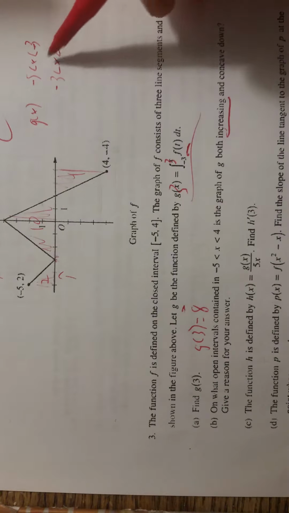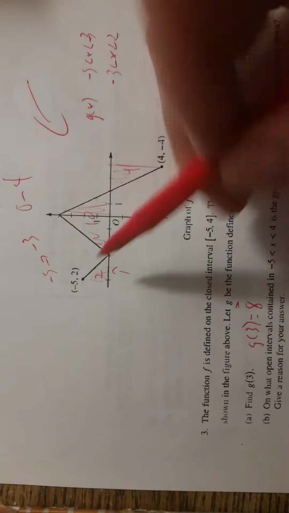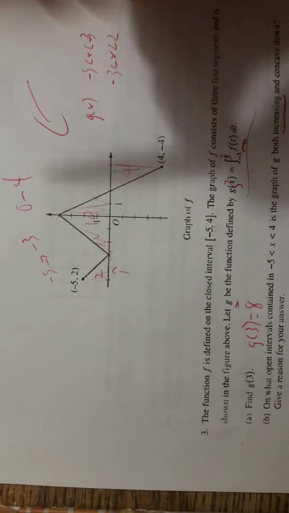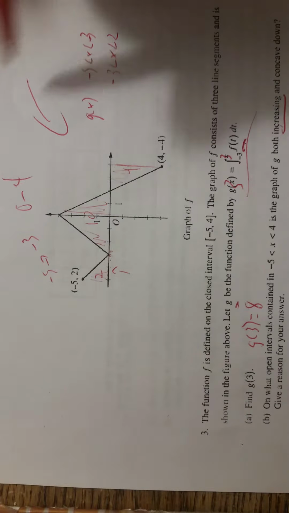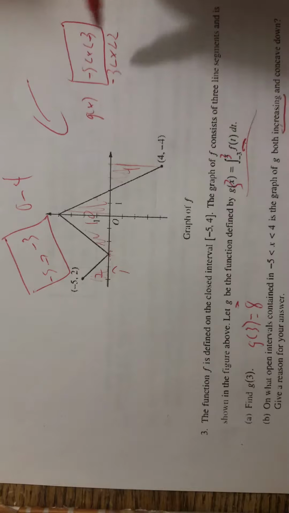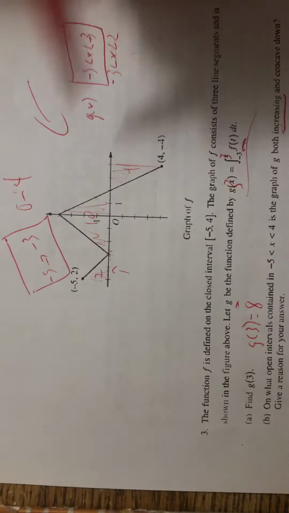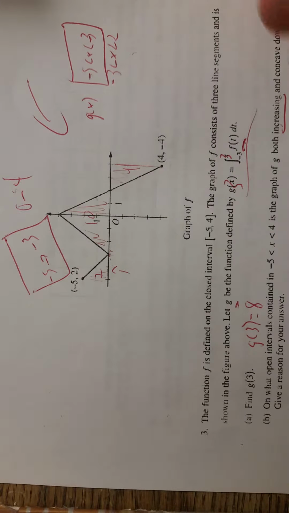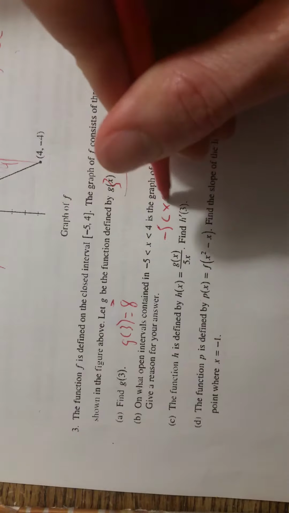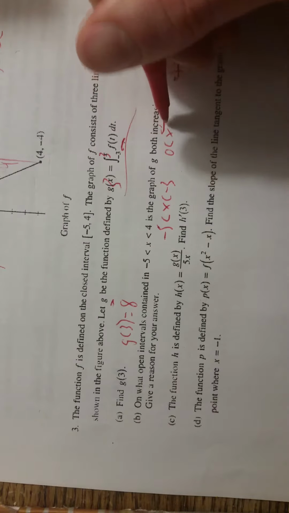Okay, so from -5 to -3, and then from 0 to 4, that's when this thing is decreasing. Now I need to see where they overlap. Looks like from -5 to -3, it is concave down and increasing. And then maybe have a look at from 0 to 2. So the intervals are going to be from -5 to -3, and from 0 to 2.